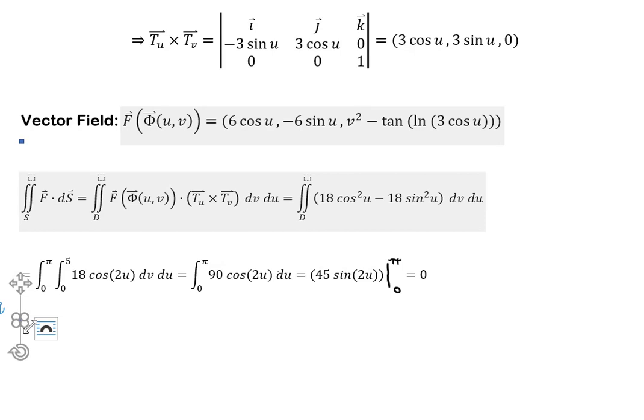This is a very low-level u substitution. You should find that you get 45 times the sine of 2u. Take your top bound of pi, plug it in, we get 0. Take your bottom bound of 0, plug it in, we get 0. So we come up with our most favorite answer in the entire world, 0.